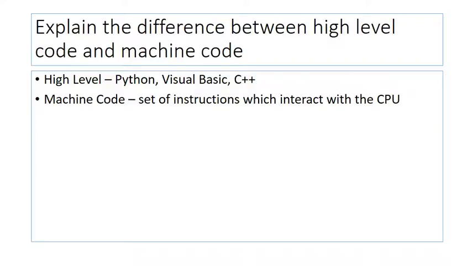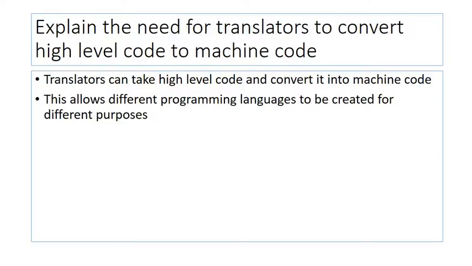Machine code is a set of instructions which interact with the CPU. Remember, all the instructions on the computer all go through the CPU. All the instructions are essentially written in machine code. So if you're looking at using Windows, if you're playing Football Manager, if you're using Excel, even though it looks like you're just clicking on different things, everything essentially then gets converted into machine code for it to be able to interact with the CPU so it can load up the different instructions.